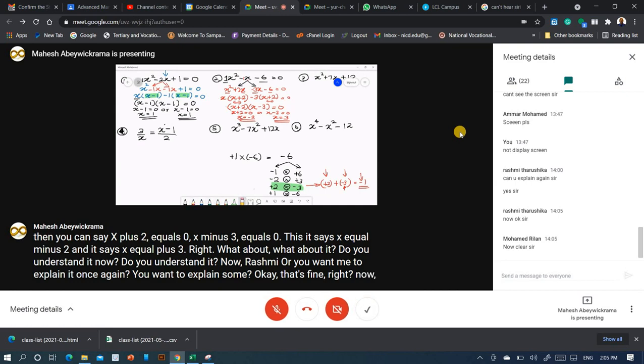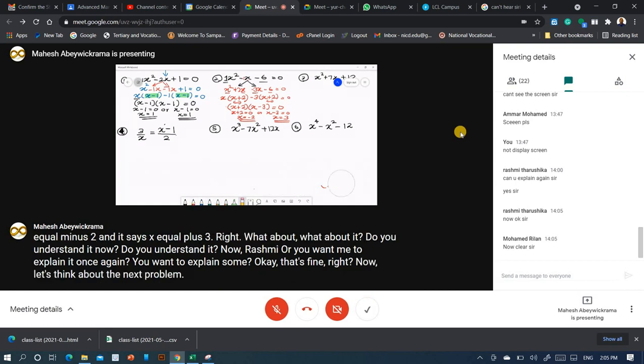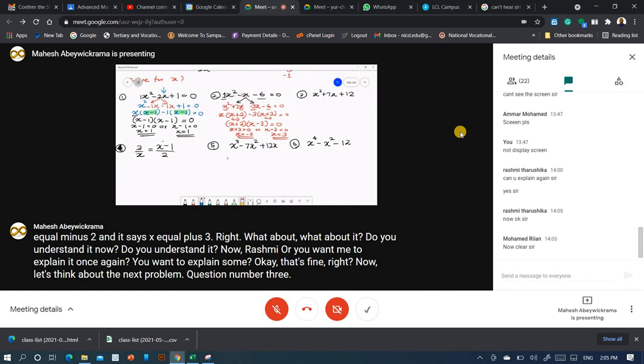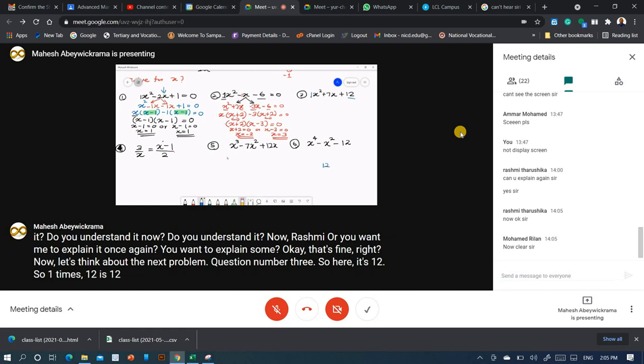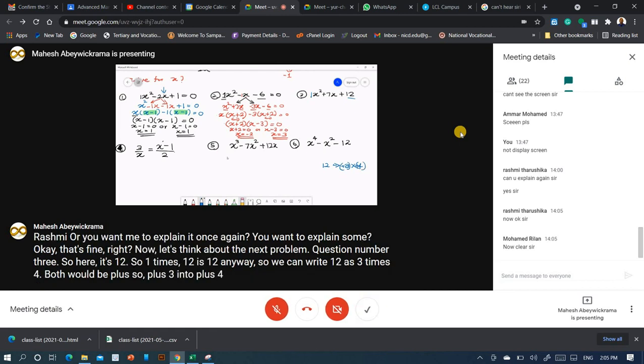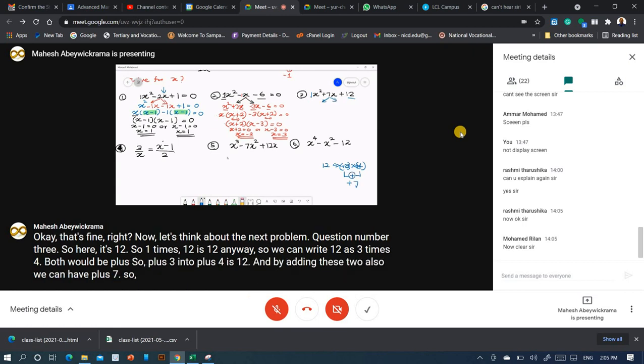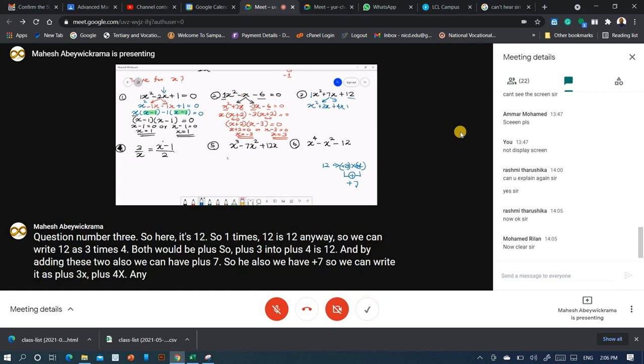Now let's think about the next problem. Question number 3. Here it's 12. 1 times 12 is 12 anyway, so we can write 12 as 3 times 4. Both would be plus, so plus 3 into plus 4 is 12, and by adding these two we get plus 7. So here also we have plus 7, so we can write it as plus 3x, plus 4x, and here x square and plus 12.